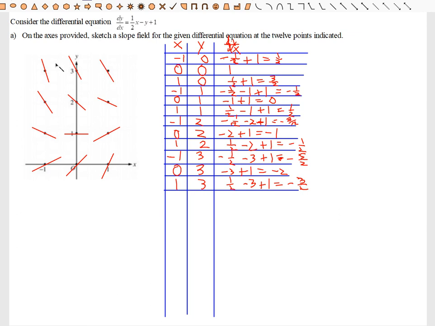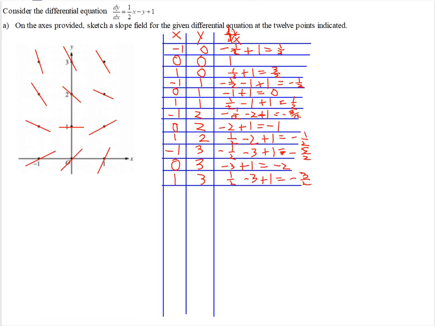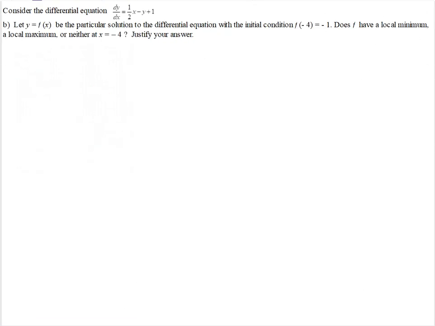And again, you can see they get a little less negative as we head this way. All right, so there's our slope field. And remember, each of these is like a mini tangent line. If the graph were to go through the point, what would the tangent line look like? So I can give you a general idea of the shape of the original graph that has this as the derivative. All right, now let's take a look at part B.